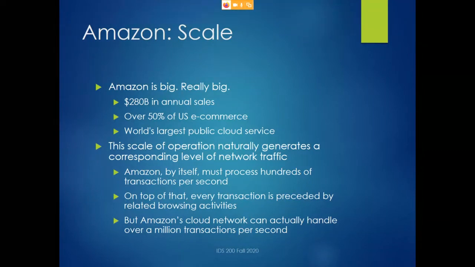Now, because they're so big, they obviously are going to get a tremendous amount of network traffic. So Amazon all by itself has to process hundreds of transactions per second. Every time somebody shows up and buys something, of course, there's going to be a whole lot of related browsing. People are going to go to the Amazon site, look at web pages, browse around for a while, and for every 10 or 20 or 40 web pages they see, maybe they're finally going to buy something once. So there's a lot of traffic Amazon has to maintain by itself. But Amazon's cloud network, the entire cloud network by itself, can actually handle over 1 million transactions per second. It is a very impressive, gigantic system.